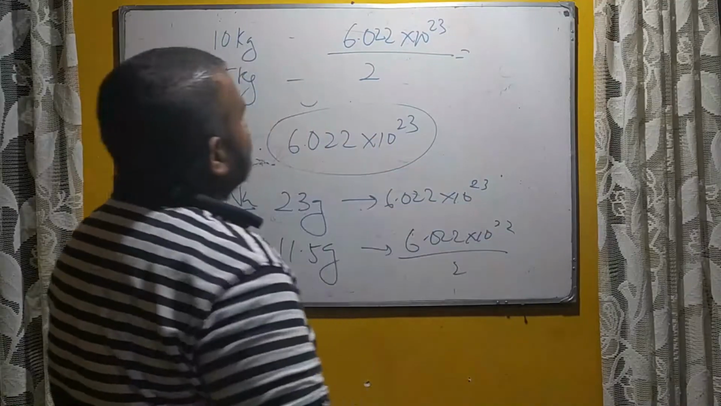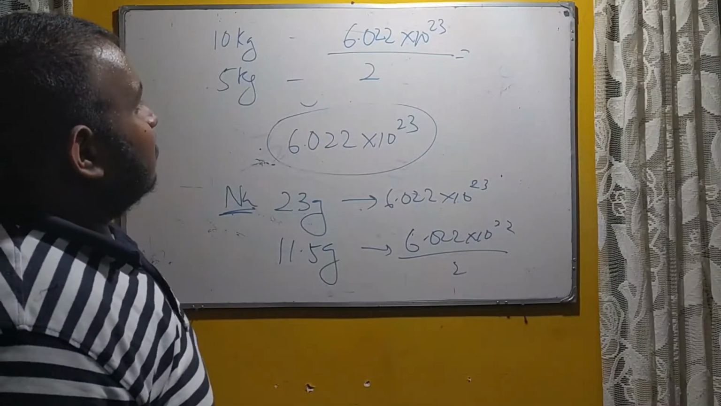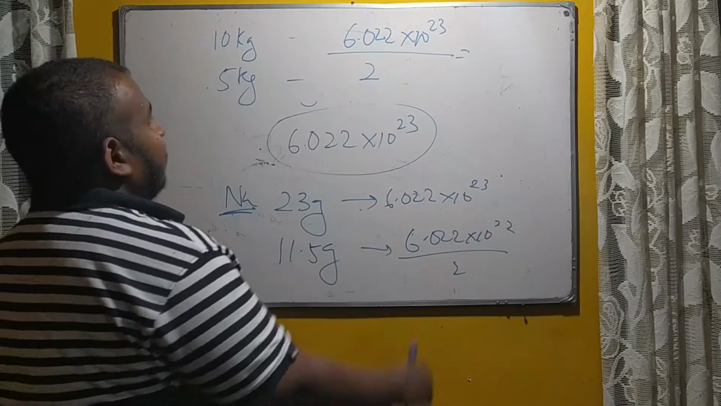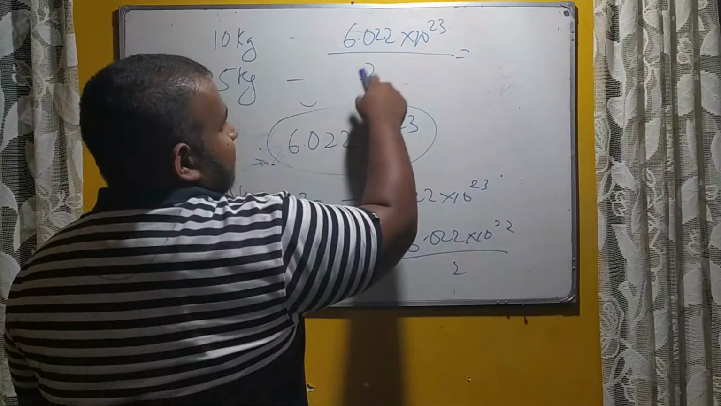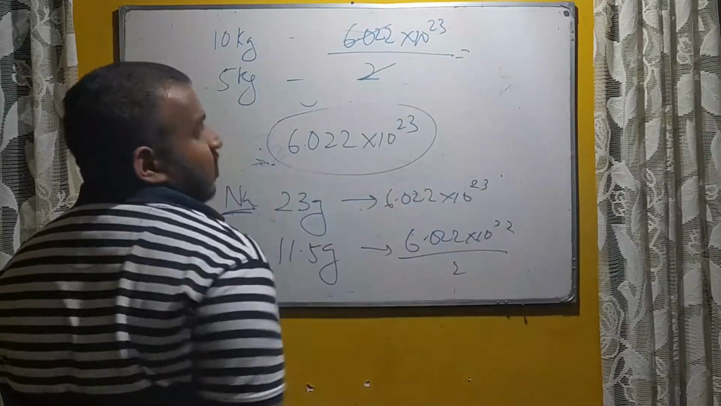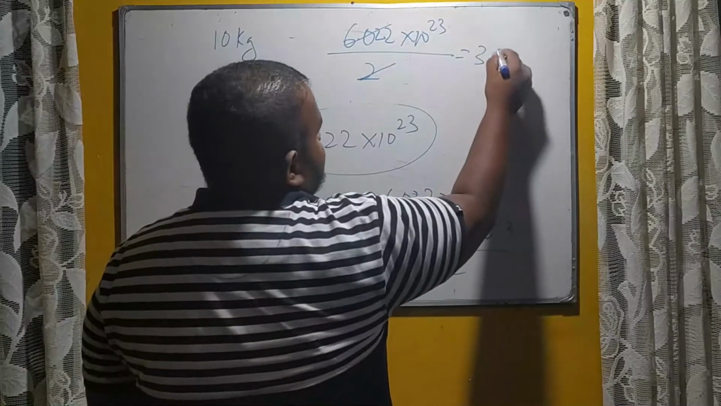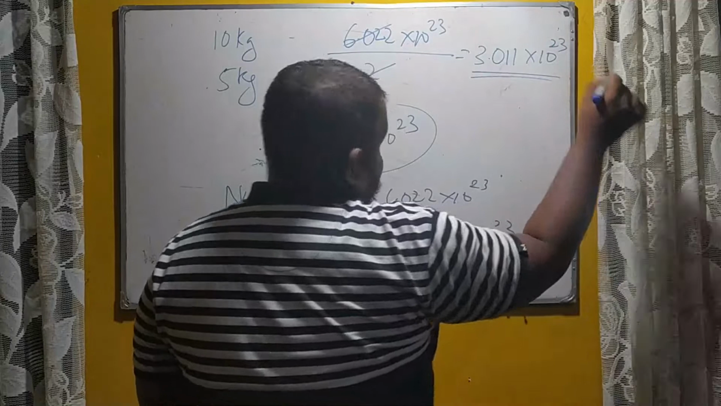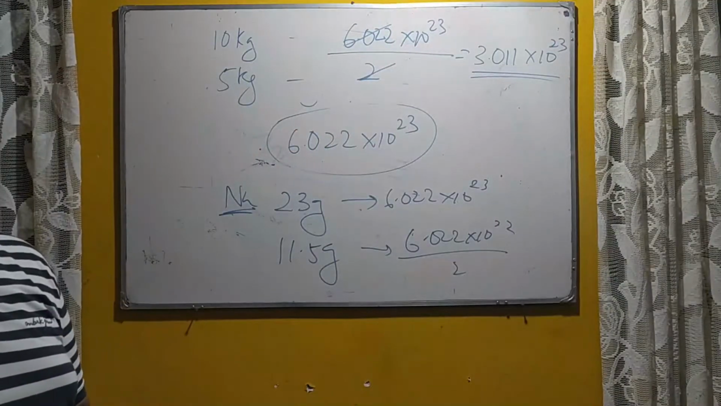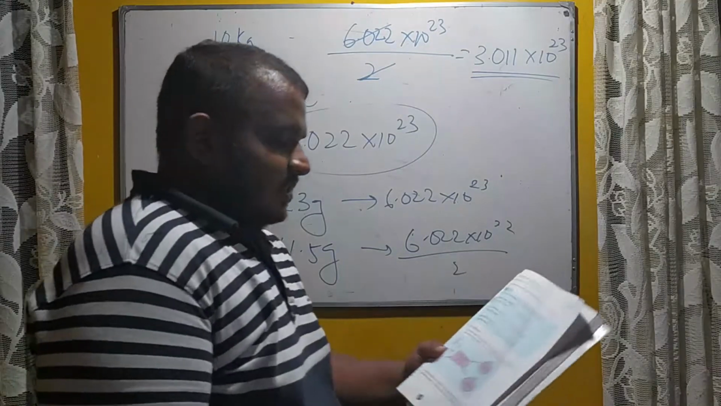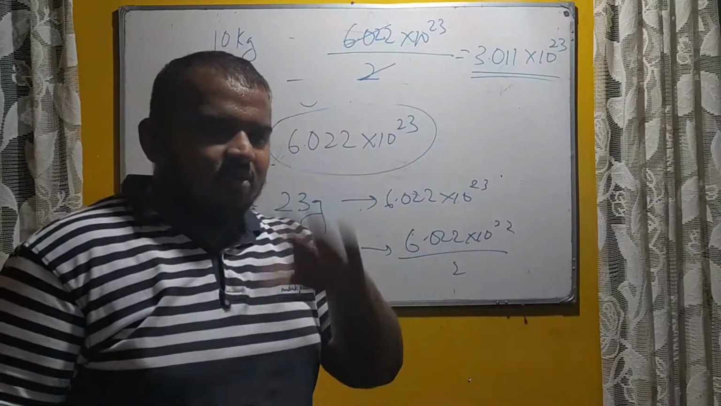For those who come to class, I have taught this stuff. How do we divide this value? So here the answer will be 3.011 into 10 to the power of 23. Exactly half. So when you come to a question on the Avogadro constant, I talk only about atoms.